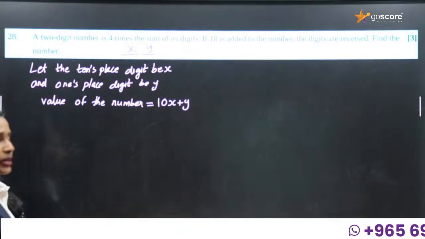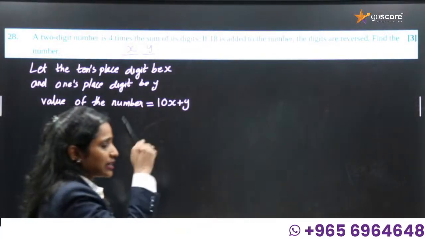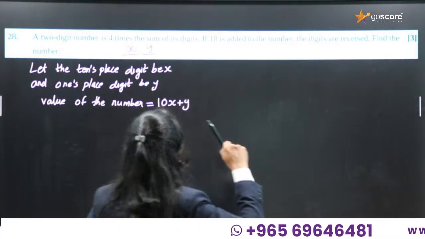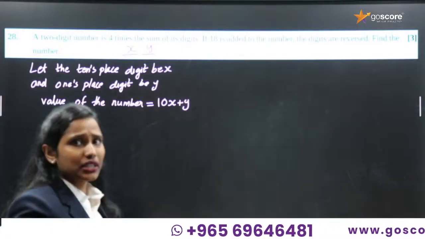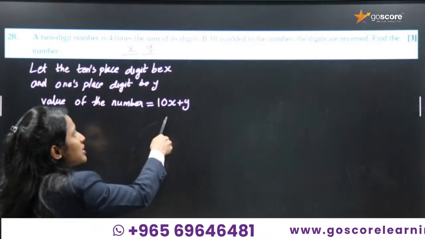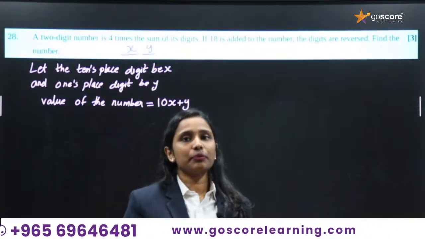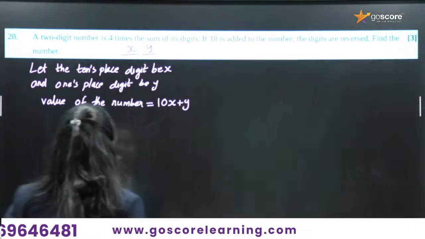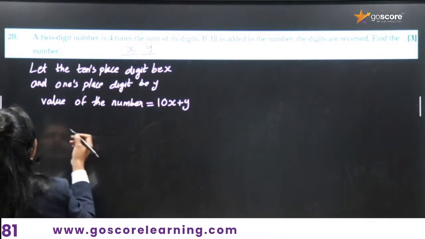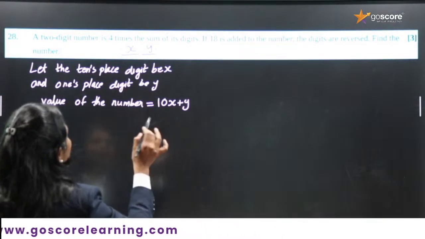10x plus y. Okay, so whenever you are taking this value, that is when 18 is added to the number and all those things, you need to consider the number as 10x plus y. Otherwise you will end up with wrong answers. Now, first thing, a 2-digit number is 4 times the sum of its digits.